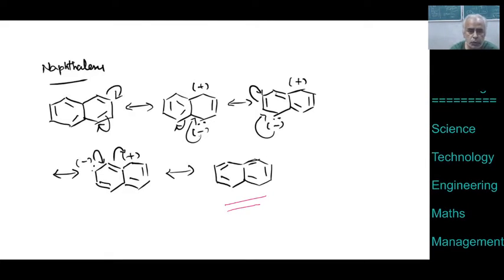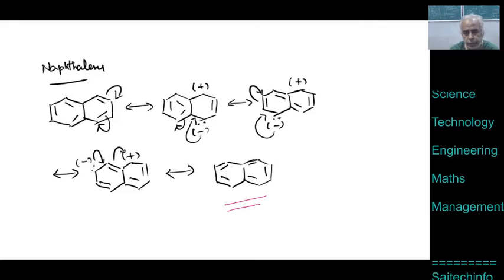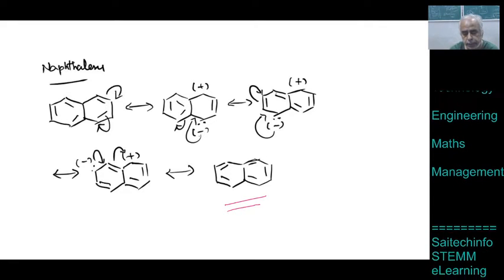Now let us move to the next one, inductive effect. Let us see what is inductive effect. Take down.